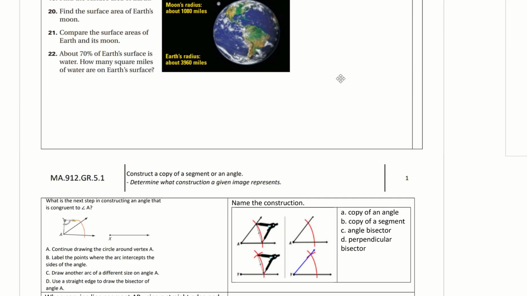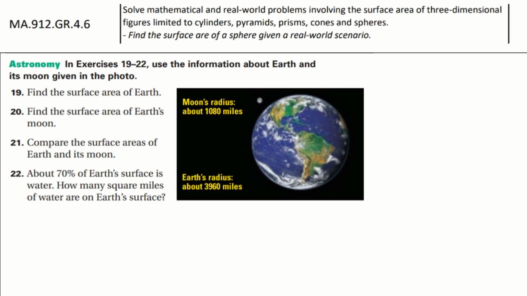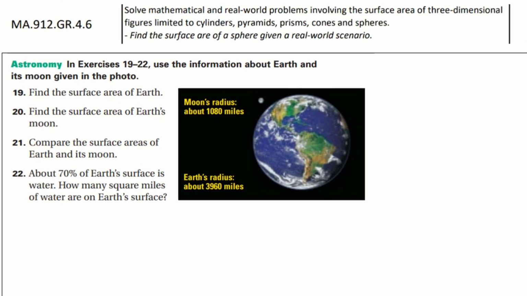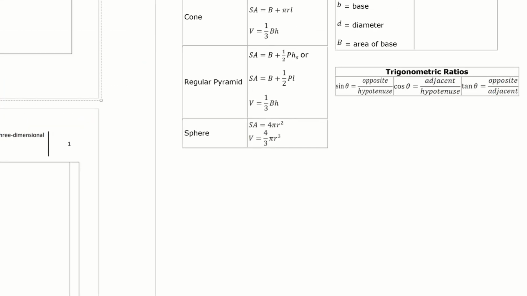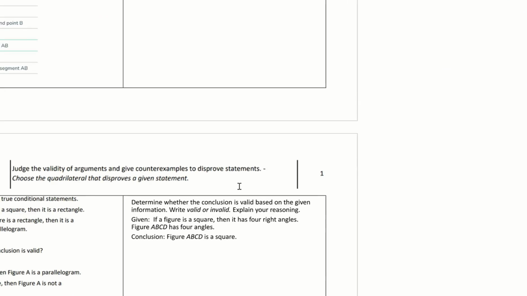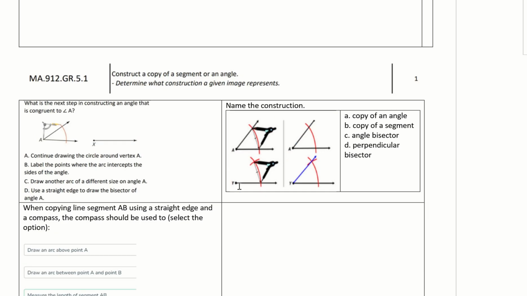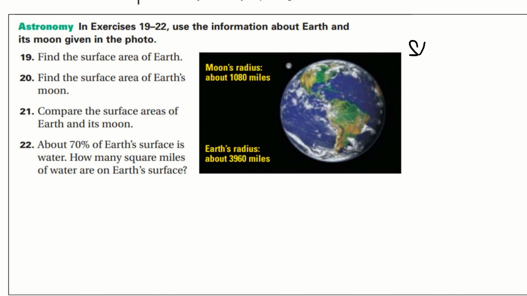So we are wrapping this up. We got about 3 more standards to go. Okay, so here we want to find the surface area of a sphere. So let's go ahead and go to the formula sheet, figure out what the surface area of the sphere is. Surface area of a sphere is 4 pi r squared. Okay, pretty simple. All right, so here we go, 4 pi r squared. So surface area equals 4 pi times the radius squared.